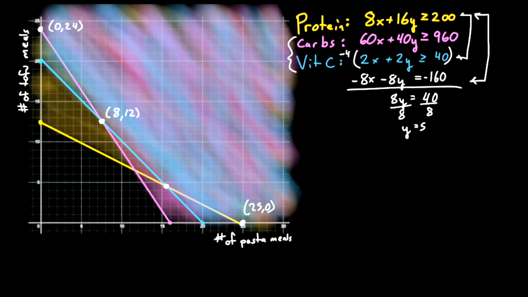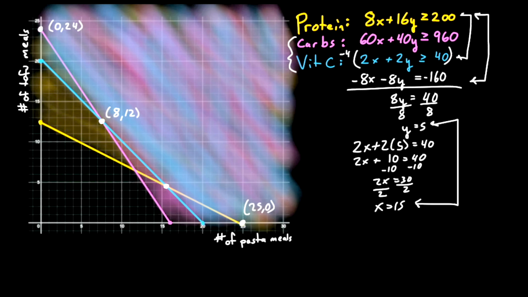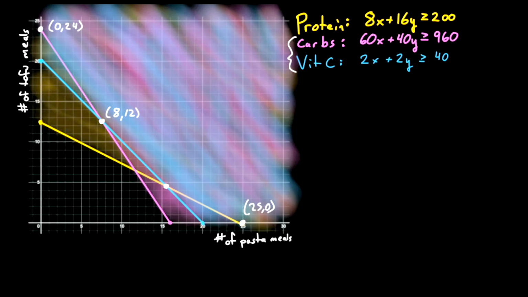And then I'm going to plug that back into one of the two equations that we're using. So either the protein or the vitamin C. Again, vitamin C has smaller numbers. So I'll say 2x plus 2 times the y value we just got, which was 5, equals 40. All right, 2 times 5 is 10. So when you subtract 10, you get 2x equals 30. And then divide both sides by 2, and you get x equals 15. So we figured out the x and the y value there. We got 15, 5. All right, so we finally found all of our critical points.